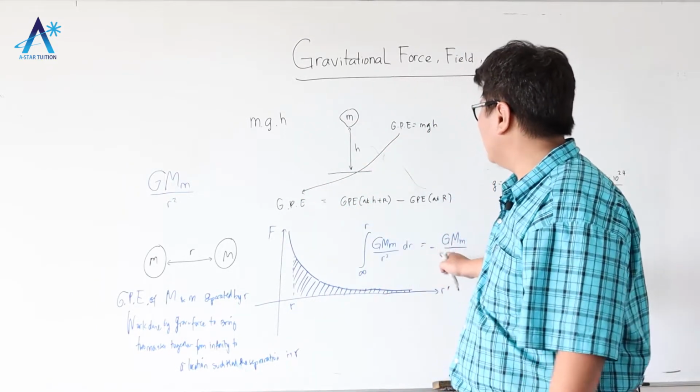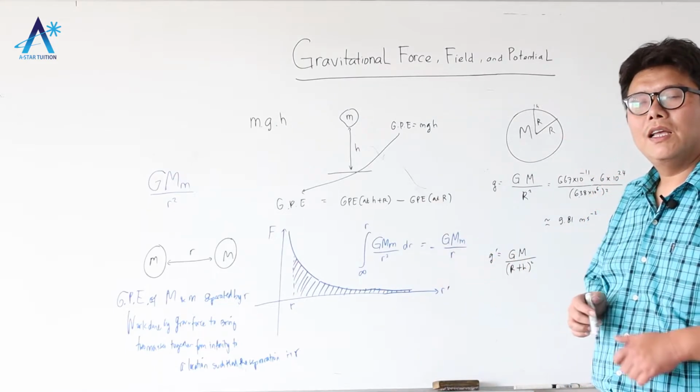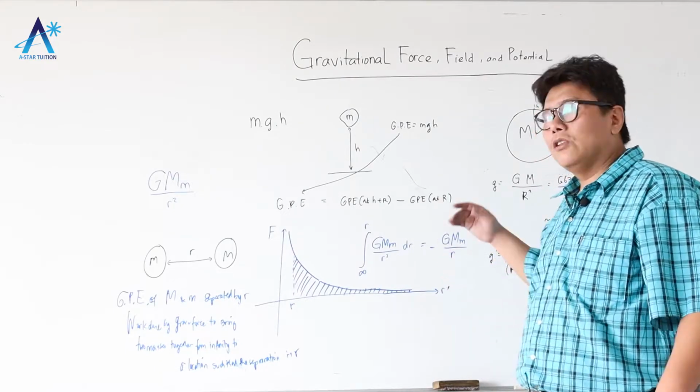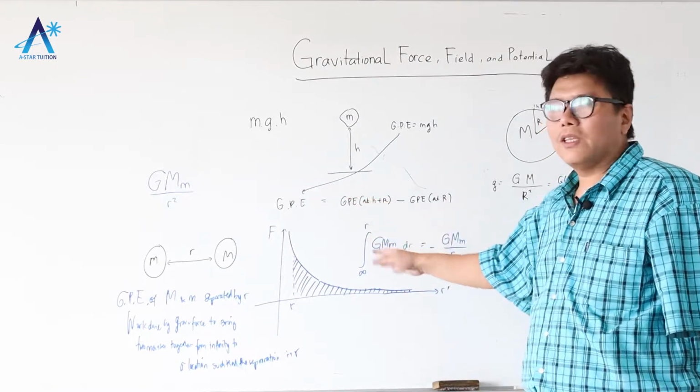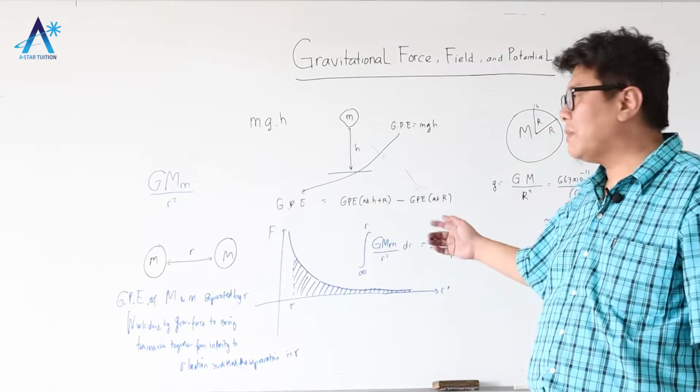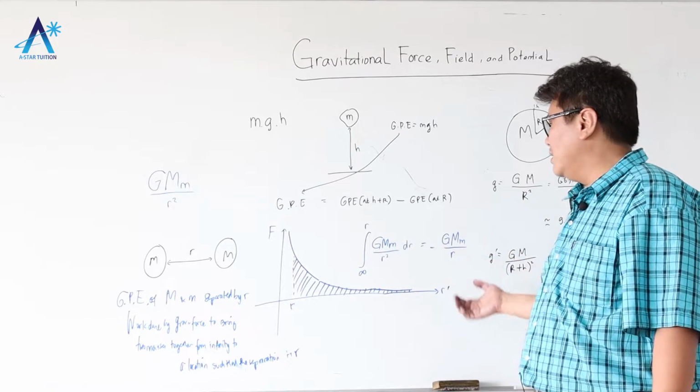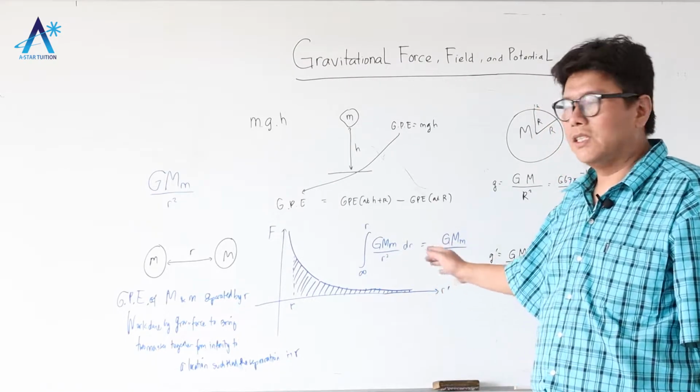So remember there's a minus sign here. The minus sign does not indicate direction at all, because remember, gravitational potential energy is a scalar. This minus has something to do with the negative work done.